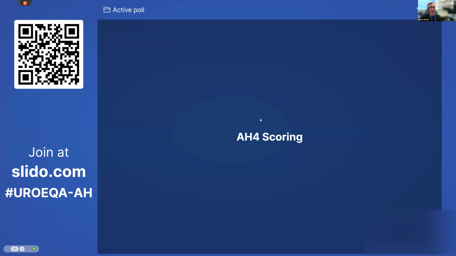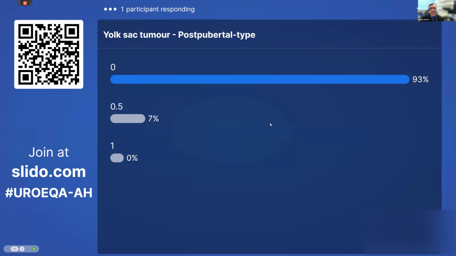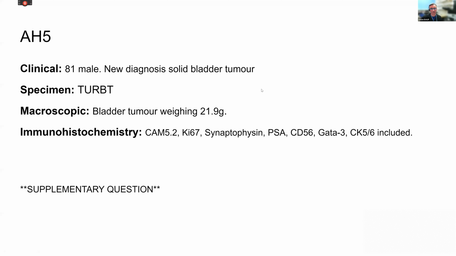Okay. So somatocytic tumor scores 1. Yeah, yolk sac is 0. Prepubertal type would be 0. And seminoma is also 0. Yep, okay, that's fair enough. Good. Any questions before we head on to the next one?